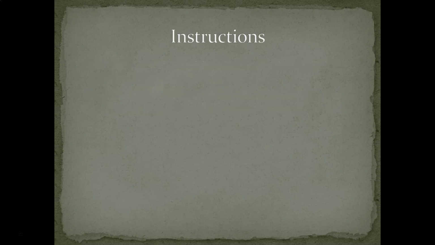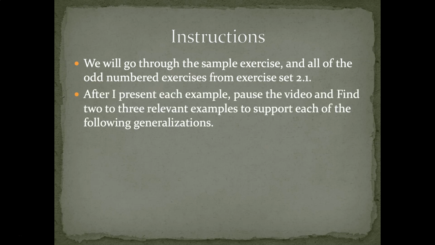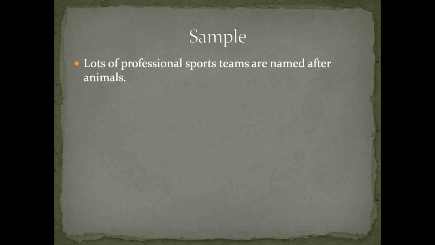All right, the instructions for this exercise set. We're going to go through the sample exercise and most of the odd-numbered exercises from exercise set 2.1. After I present each example, pause the video and find 2 or 3 relevant examples to support each of the following generalizations. You may have to do a little research to find good examples in some cases, depending on your knowledge of some of these things. And after each example, I'll of course give an explanation.